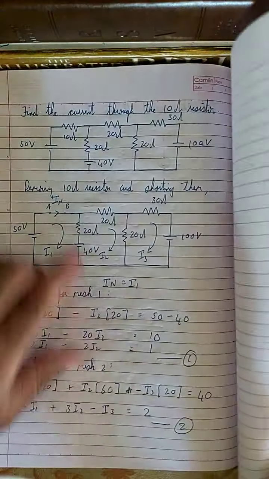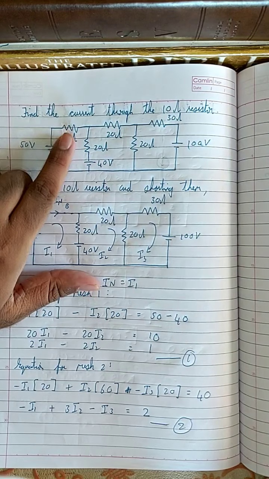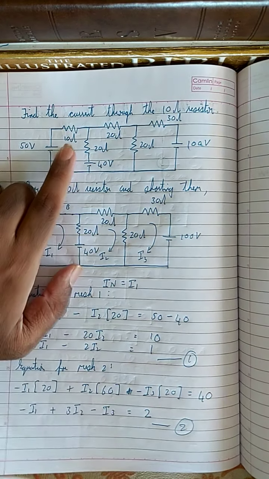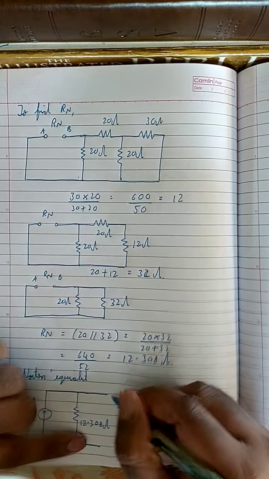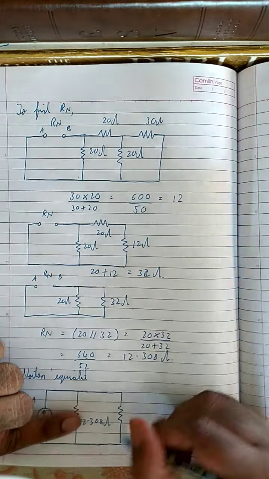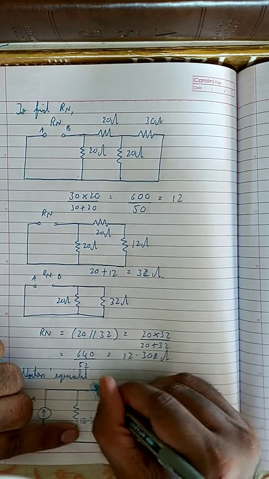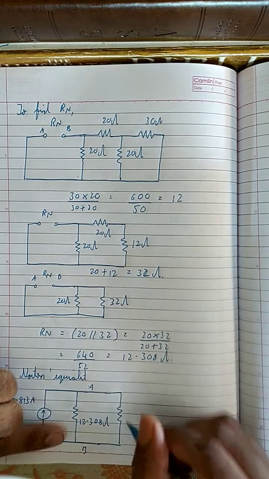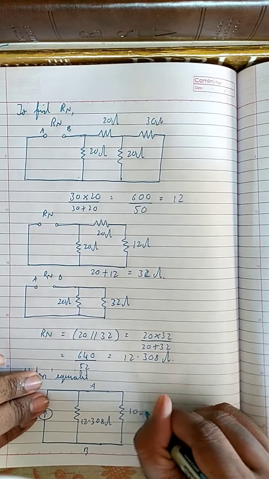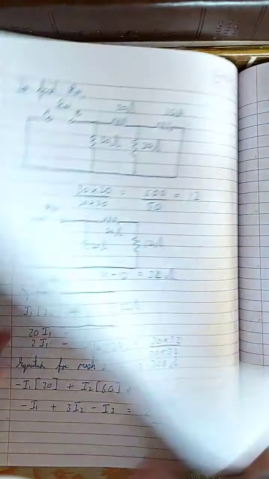So what was the question? The question was to find the current through the 10 ohm resistor. The 10 ohm resistor is the load, that's why I removed it. Now I'm going to put the load back in its place. The load is across A and B. This is A and this is B, and this is the 10 ohm. So you need to find the current through the 10 ohm resistor.